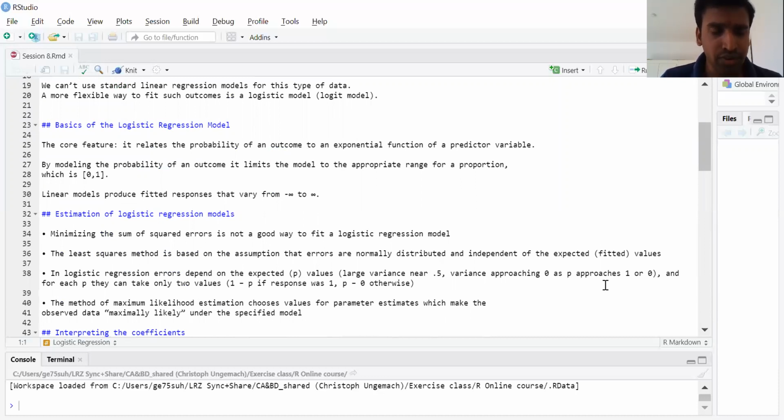The core feature of the logistic regression model is that it relates the probability of an outcome to an exponential function of the predictor variable. So what do they mean by it? Here, they will estimate the probability based on the n number of predictor variables that you're going to take. The predictor variables that I mean are the independent variables that we discussed last week.